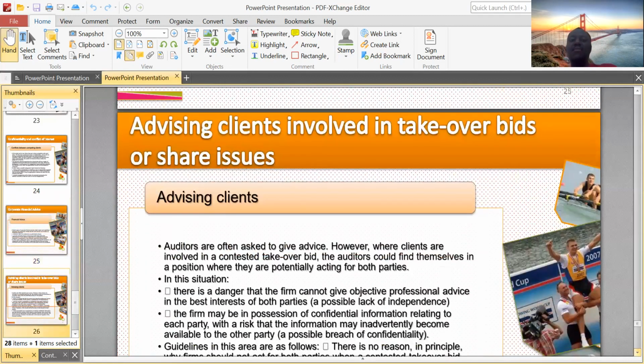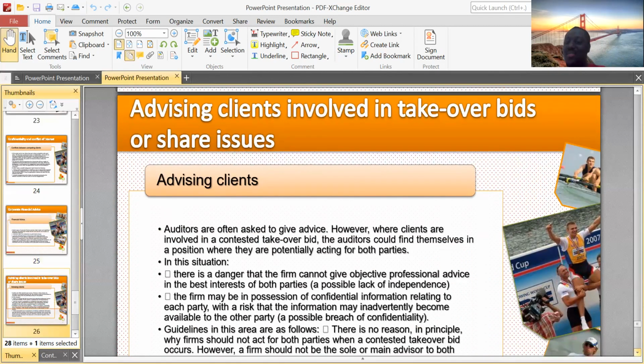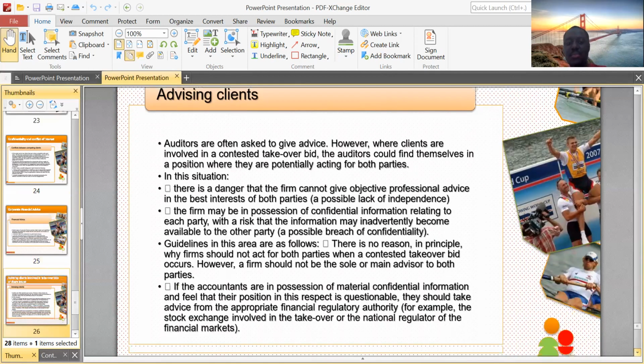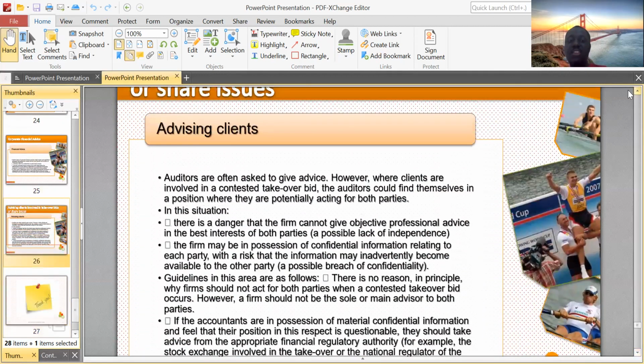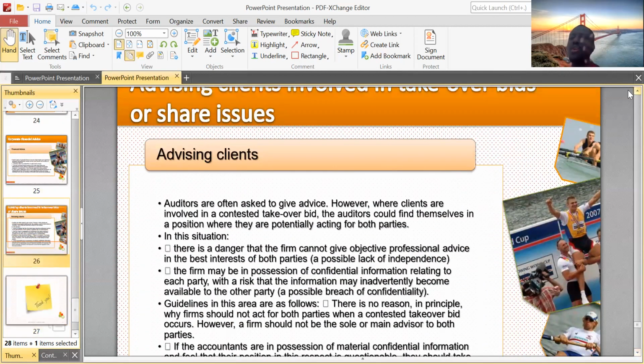Advising clients involved in takeover bids or share issues. There are situations where the firm you are auditing might be exposed to a takeover. So what will be the auditor's position? Sometimes the auditor will be asked to give advice. So what should the auditor do?